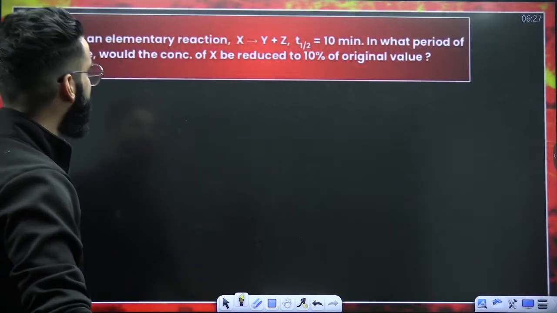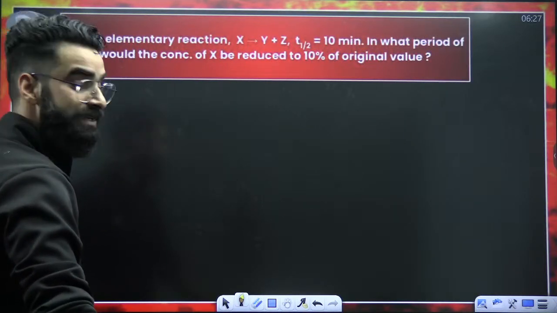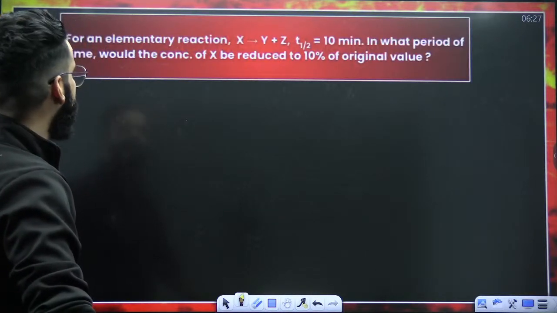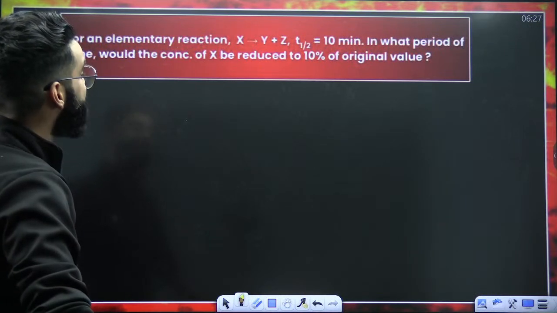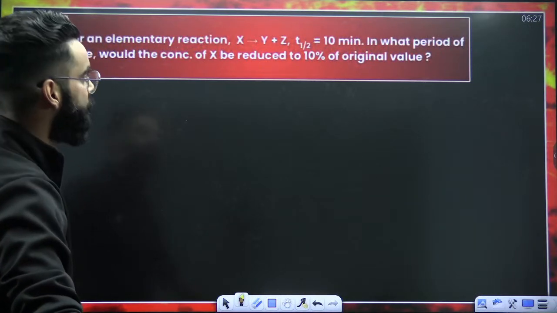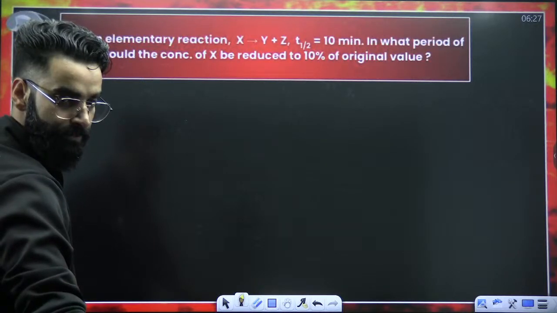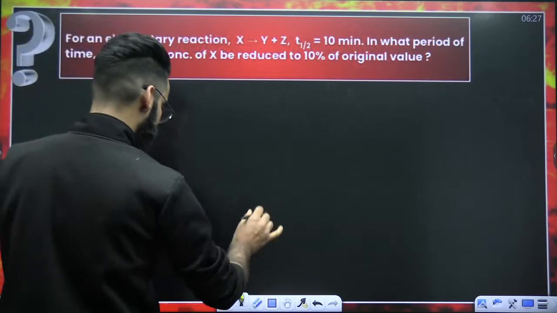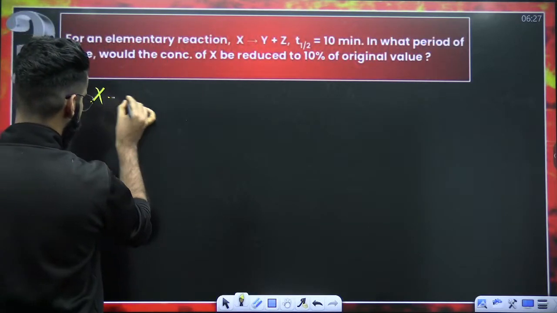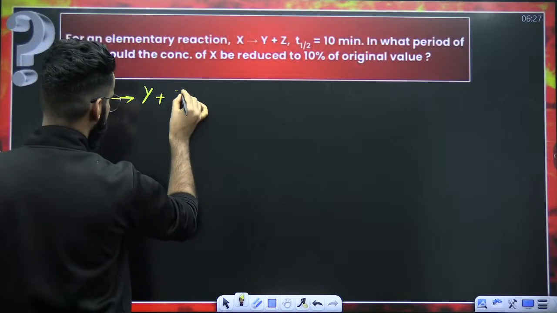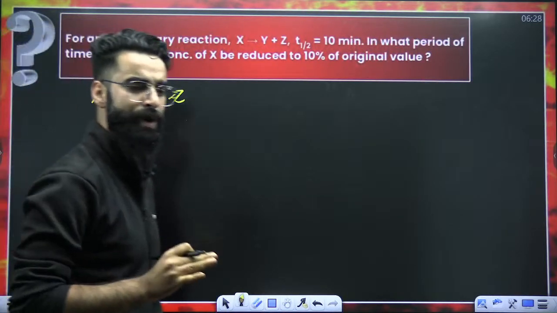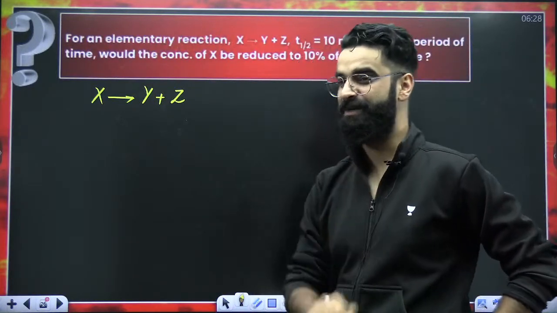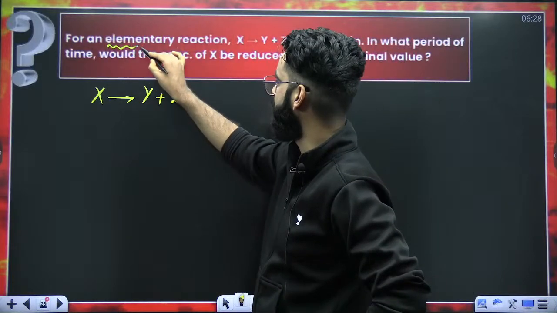The question says for an elementary reaction, X gives Y plus Z. Half-life is equal to 10 minutes. In what period of time would the concentration of X be reduced to 10% of the original value? Are you understanding this particular question? As per the question, we are given the reaction X gives Y plus Z. It is not mentioned whether the reaction is 0 order or first order. But there is one statement that's mentioned: the reaction is elementary in nature.